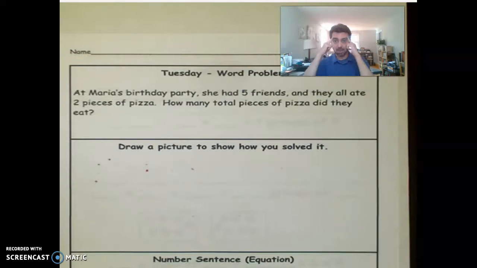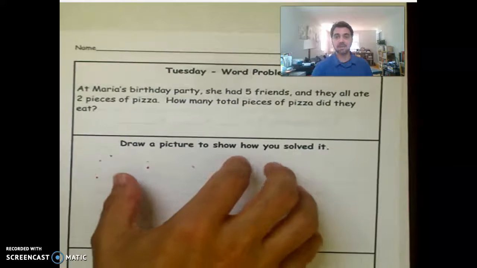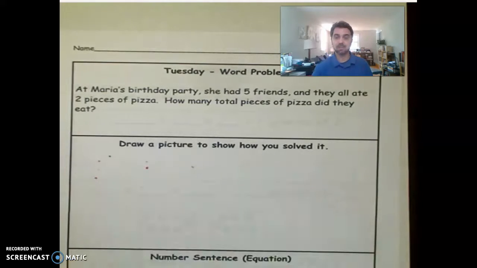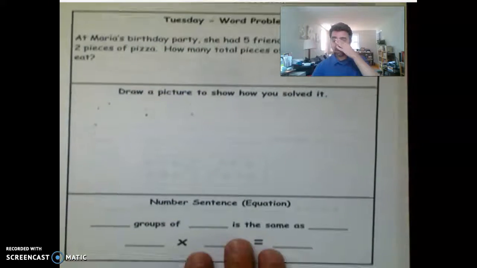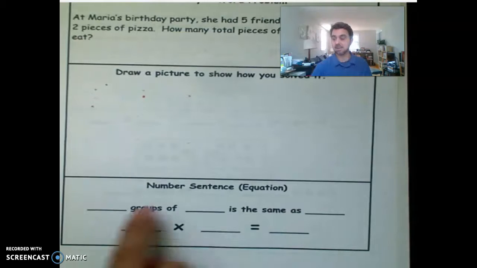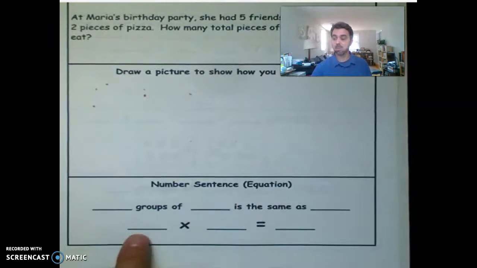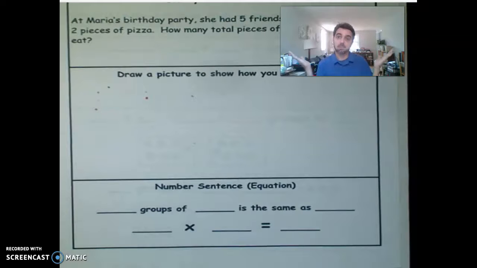Some of you may already know, but I do want you to show me with a set drawing, okay? Equal groups, like we did on the previous page. And then I want you to fill in the number sentences down here. How many groups of is the same as, and what times what equals what?